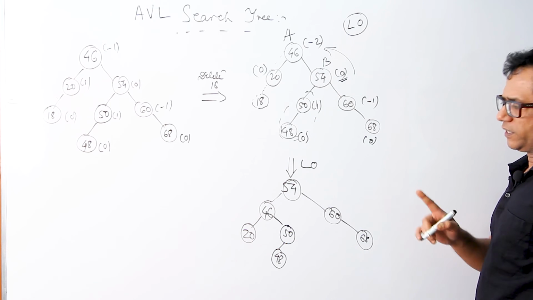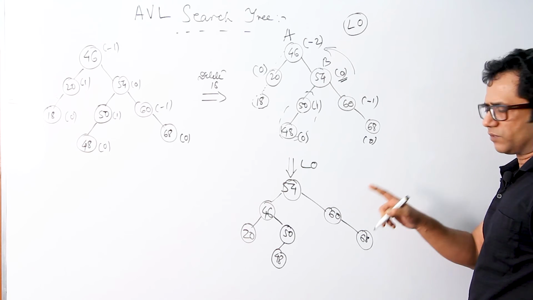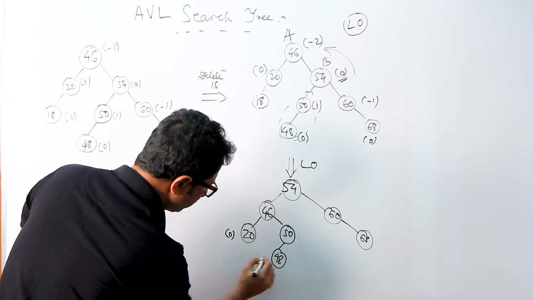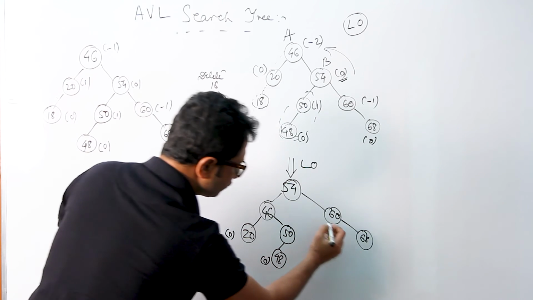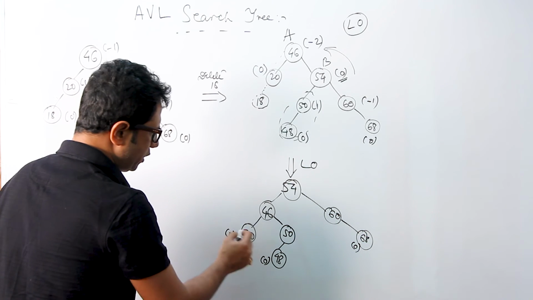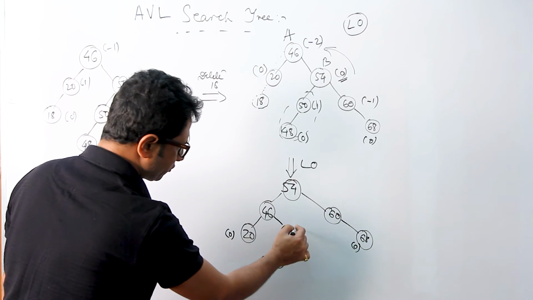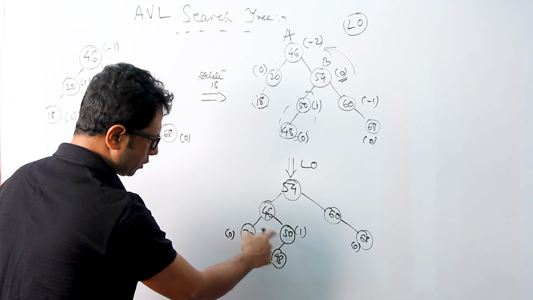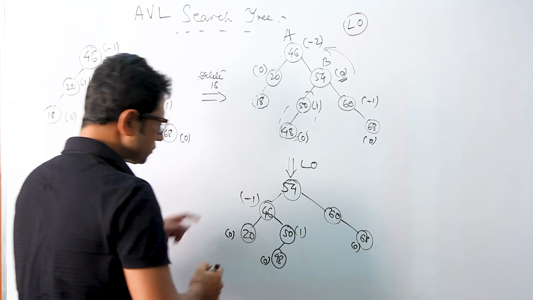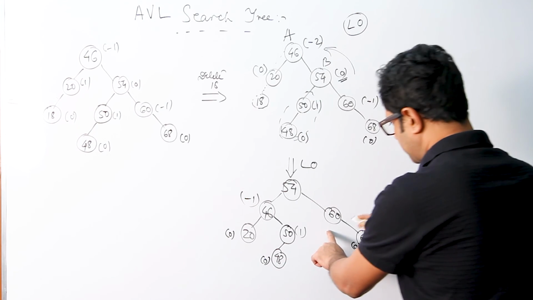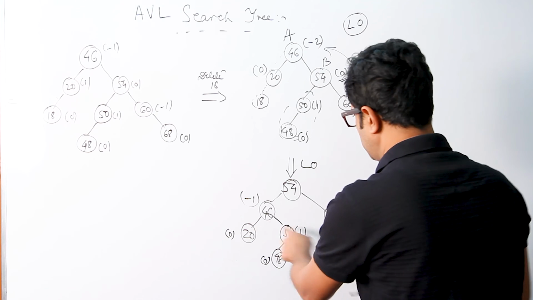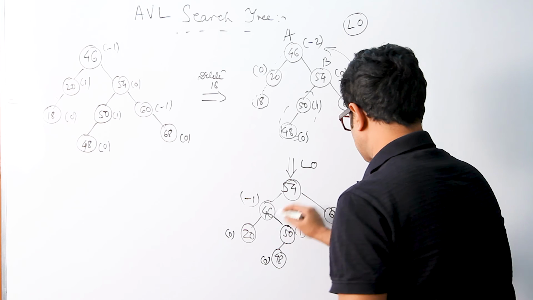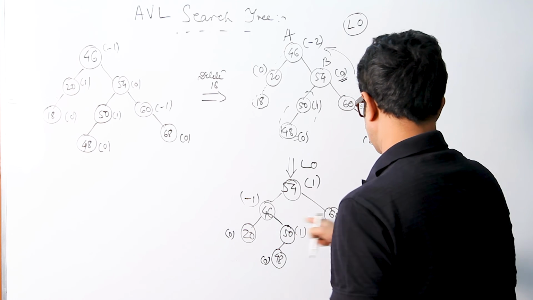So let's calculate the balance factors to see whether we have restored the balance of the AVL search tree. This is a leaf node, the balance factor is 0. This is a leaf node, the balance factor is 0. This is a leaf node, the balance factor is 0. In this case the balance factor is 1 minus 0, which is 1. 46 has a balance factor of 1 minus 2, which means minus 1. And this 60 has a balance factor of 0 minus 1, which means minus 1. And 54 has a balance factor of 3 minus 2, that is 1.